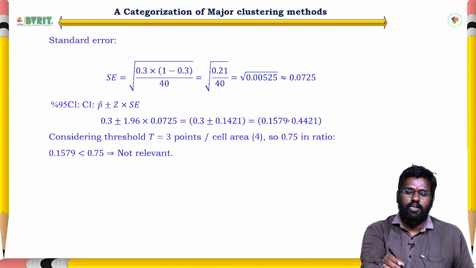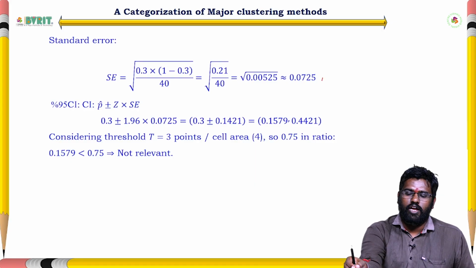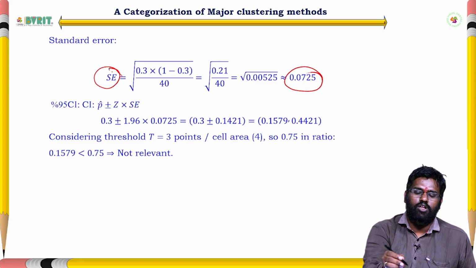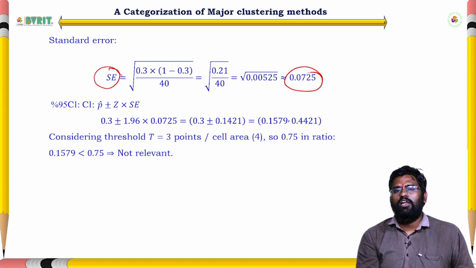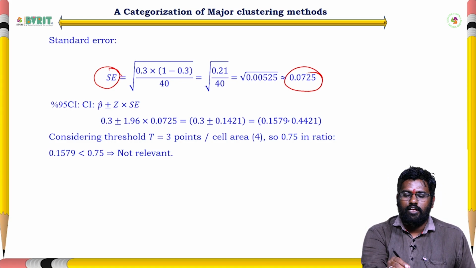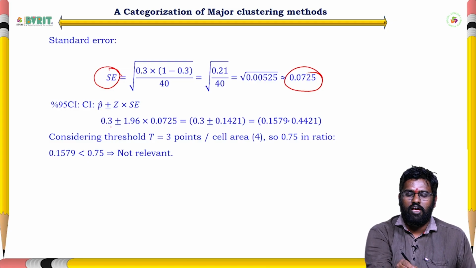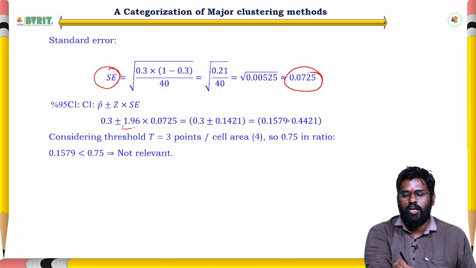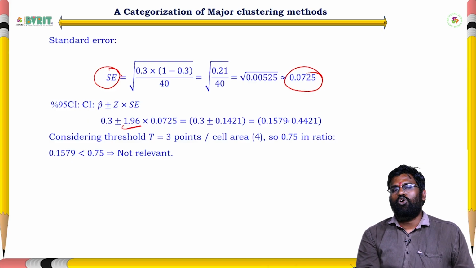So now the standard error we are calculating. Based on that we are getting the value 0.0725. This SE means standard error. Based on this we need to identify whether the value is relevant to our value or not. So after calculating, P plus Z into SE. The P value is 0.3 based on the previous, and the Z value is 1.96 based on the 95% confidence interval.